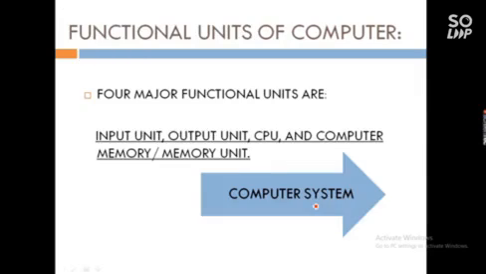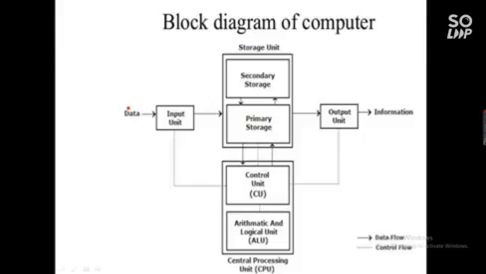Now next is the functional units of a computer. We have 4 major functional units of a computer: input, output, CPU, and a memory unit. Now this is the block diagram of a computer. You can see the process starts from the input, then goes to storage, then to the CPU, where the control unit and arithmetic logical unit process it, then storage, and then it gives you the output result.